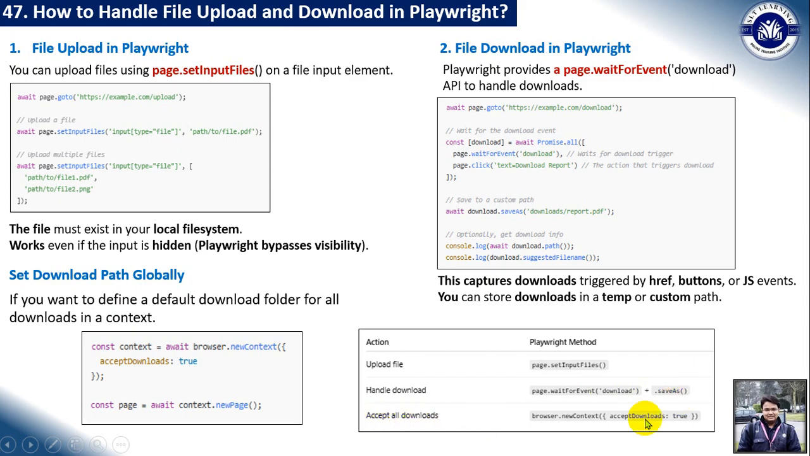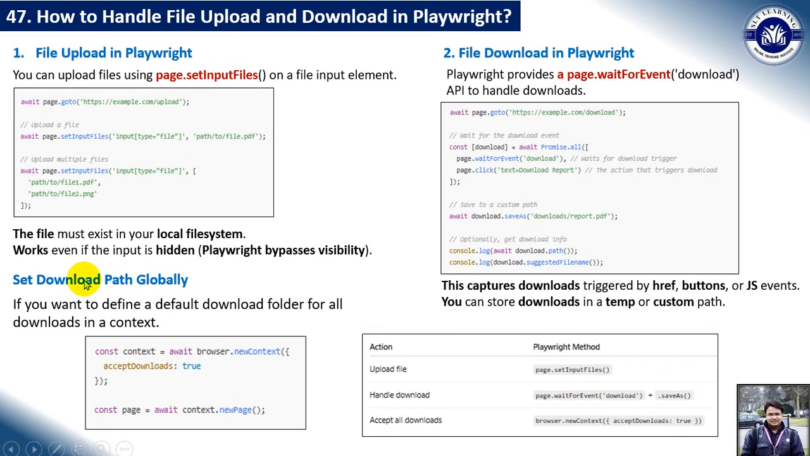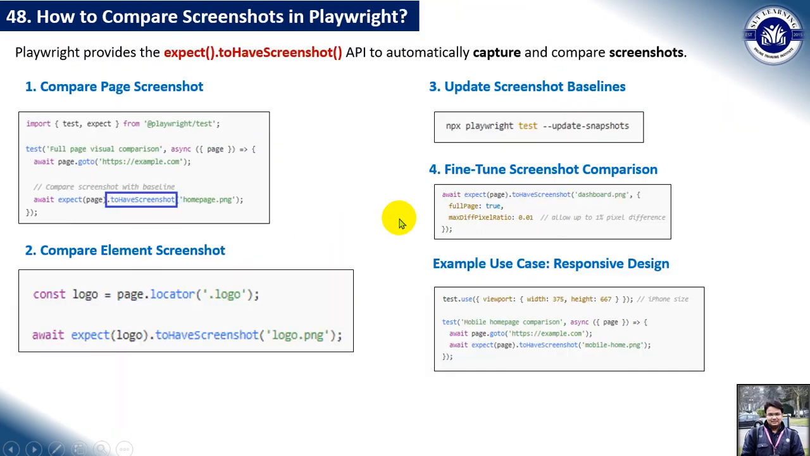To accept all the downloads, you can just set acceptDownloads true in your browser context. So these are a couple of things you need to remember when you answer questions related to file upload or download in Playwright. Okay, setInputFiles, then waitForEvent, then comma, single quote, download, and use the saveAs command. Okay, and to set this up, acceptDownloads true in your context to download all the required files.